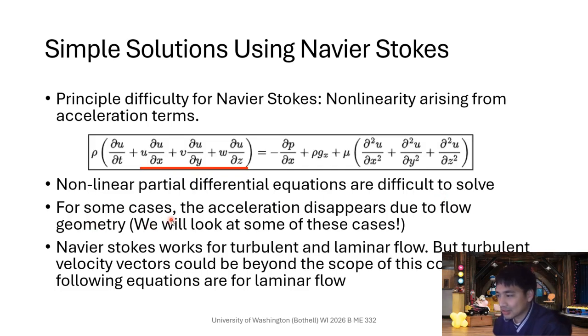For some cases, the acceleration actually disappears due to the flow geometry, which we will look at some of those cases. Navier-Stokes works for turbulent and laminar flow, but turbulent velocity vectors could be beyond the scope of this course because it gets a little bit more difficult. So you'll see much of our assumptions are laminar flow. The following equations are for laminar flow that you're going to be seeing in the next few slides here.